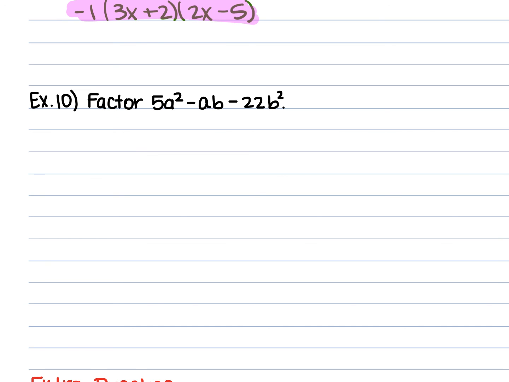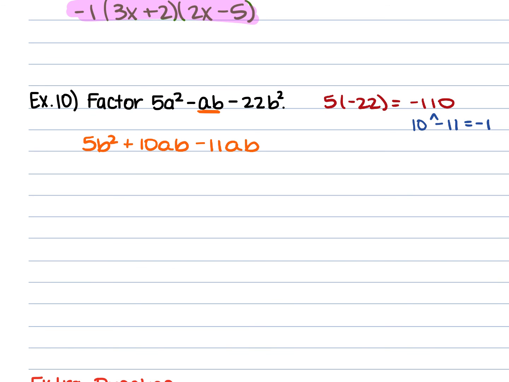So the first thing we're going to do is multiply the first term and the last term coefficients. So 5 times negative 22 gives us negative 110. We want the factors of negative 110 that add up to be a negative 1. Well, if we had a 10 and a negative 11, that would give us a negative 1. So we're just going to expand this to be 5a squared. We're working with the ab, so it's going to be plus 10ab minus 11ab minus 22b squared.